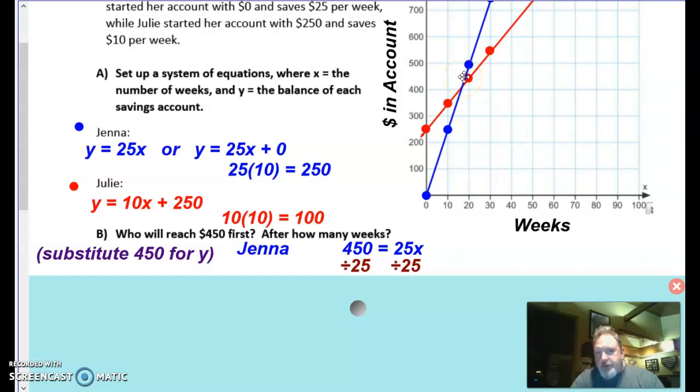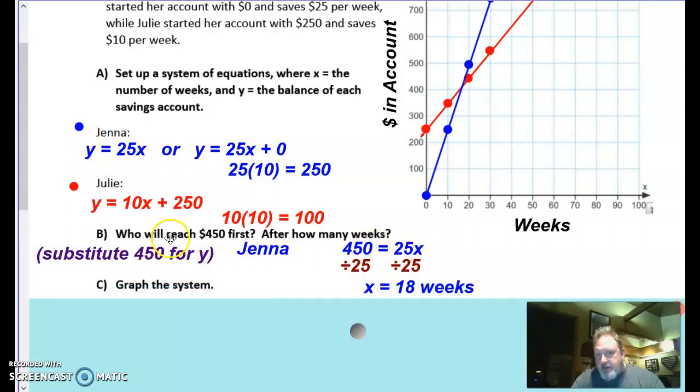And so what we'll do to solve or to find that, notice I wrote this little hint here, we're going to plug $450 in for y. And if I divide by 25, we can see that Jenna's going to get to $450 in 18 weeks. So Jenna got to $450 2 weeks before Julie did.